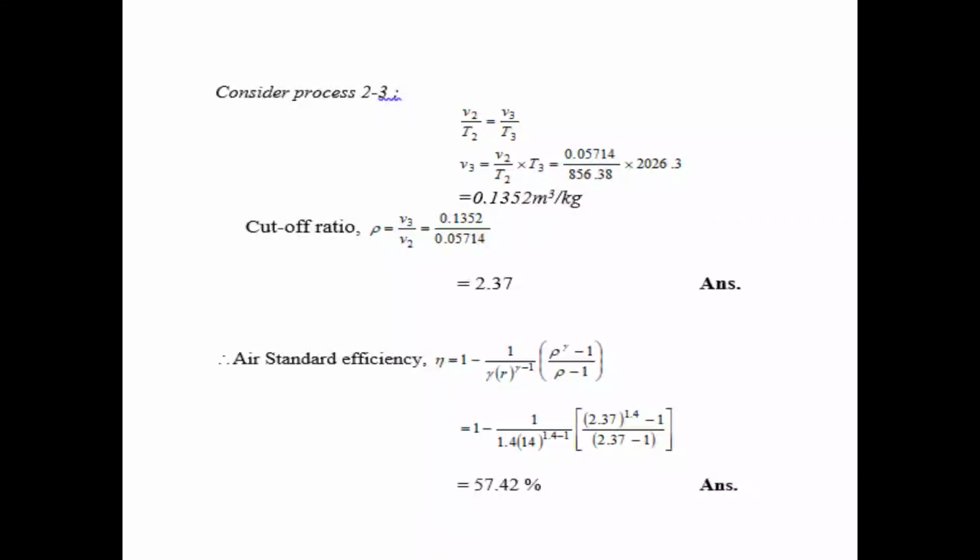From that, the air standard efficiency, eta, equal to 1 minus 1 by (R) the whole raised to gamma minus 1, into (rho power gamma minus 1) divided by gamma into (rho minus 1). Substituting all the values, we get the efficiency equal to 57.42.